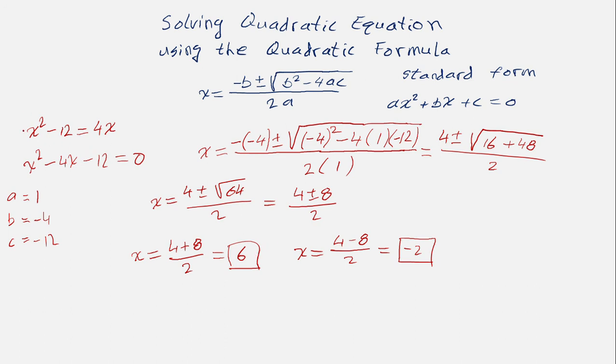Our problem was x squared minus 12 equals 4x. If we got answers like this that are integers, then that tells us that we could have factored this and solved it by factoring.